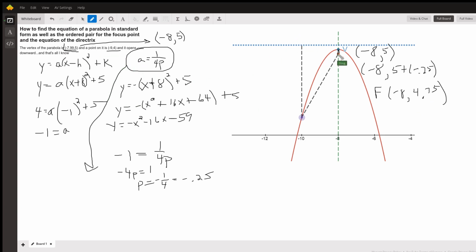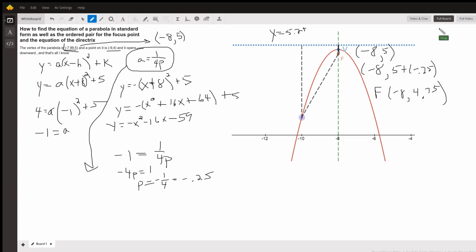The directrix has an equation, y equals, and the distance from the vertex to the directrix is this little distance right here. So the y coordinate was 5. We add on a plus 0.5, or we subtract a -0.25. So y equals 5.25.